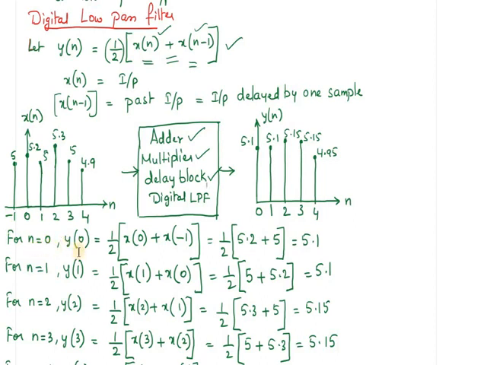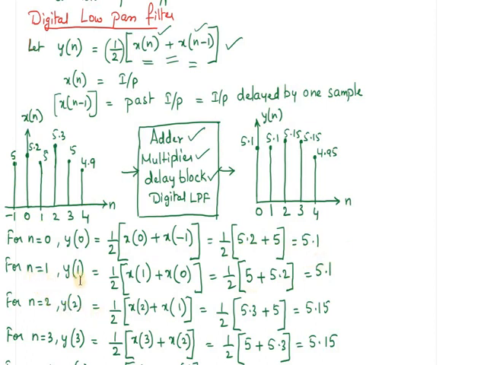For n is equal to 0, substitute all of these in this equation. So y of 0 is equal to 1 by 2 into x of 0 plus x of 0 minus 1, and 0 minus 1 is minus 1. Now see in this diagram, at 0 the sample magnitude x of 0 is 5.2, so 1 by 2 into 5.2 plus x of minus 1. At x of minus 1 the magnitude is equal to 5. So 1 by 2 into 5.2 plus 5, we get 5.1.